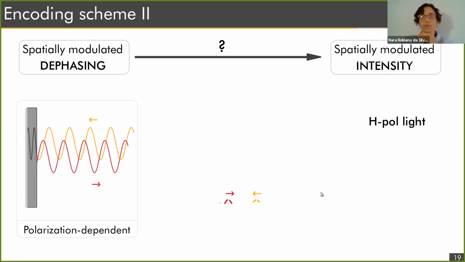Yeah, it doesn't matter. The point is, if the SLM is affecting only horizontally polarized light, then the outgoing wave will be dephased relative to the incoming, the way I show here on the right side, only if the light is H polarized, so polarized in the horizontal direction. If we send, instead of H polarized light, vertically polarized light, then there will be no dephasing. So imagine that the red curve here, the outgoing wave, will be exactly in phase with the yellow one.